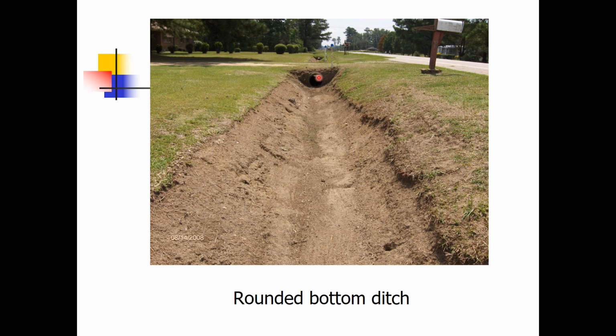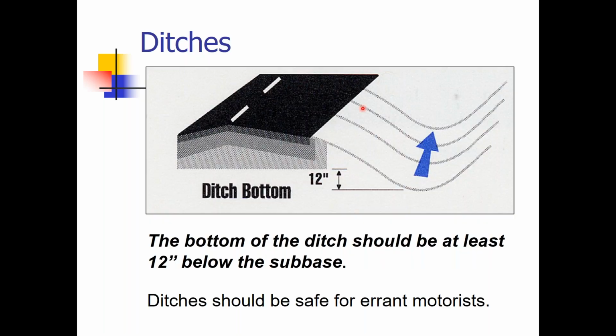least 12 inches below the sub base. Notice it's not above the sub base, because that would put the ditch up here, which means the water wouldn't go anywhere. We want to keep it at least 12 inches below the sub base. Again, we want to keep the water as far away from the pavement and the different drainage components underneath the pavement as much as possible.